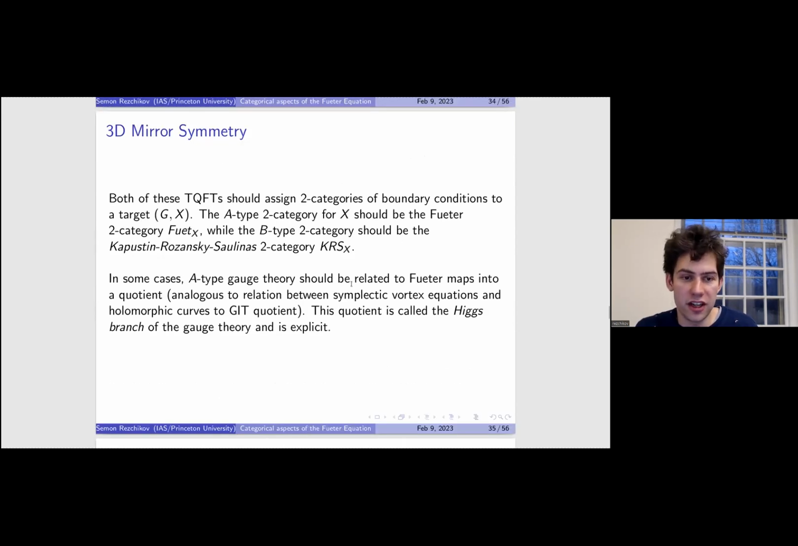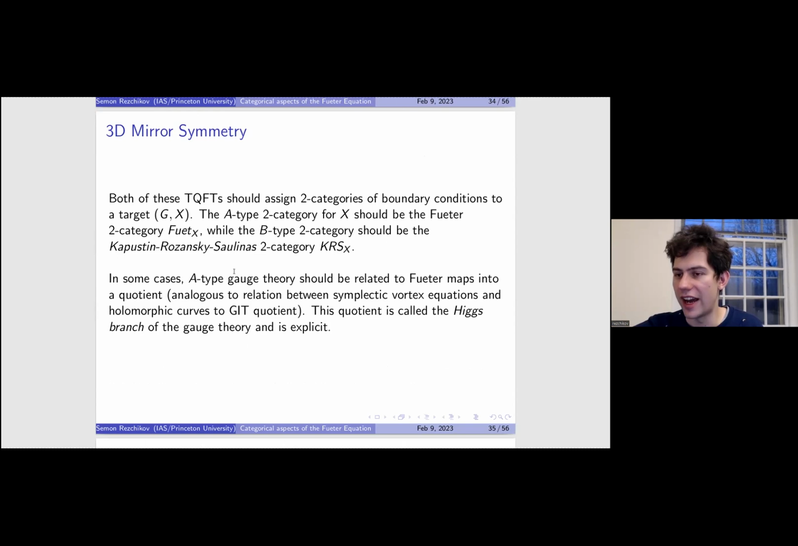Neither of these have been made totally clear in full generality, but certainly the B side behaves like the B side, more algebraic, because there are none of these huge confusing instanton corrections. And so at least it's better developed. So now one thing you get from this picture is that these A-type gauge theories, sometimes you should relate these Fueter maps to Fueter maps into some kind of GIT quotient.